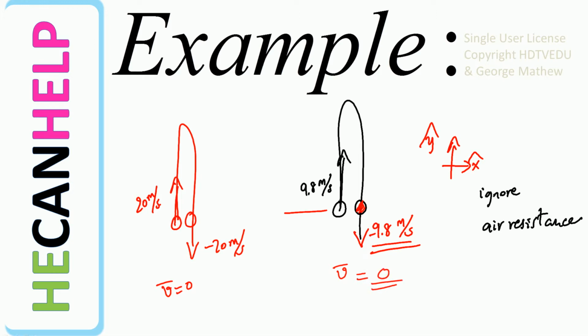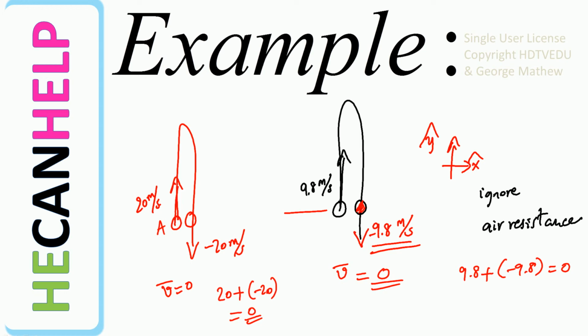It is 0. Why? 9.8 plus negative 9.8 is equal to 0. Similarly, you have 20 plus negative 20, and that is equal to 0 as well. So average velocity is equal to 0. What does that mean? It means that there is no displacement.